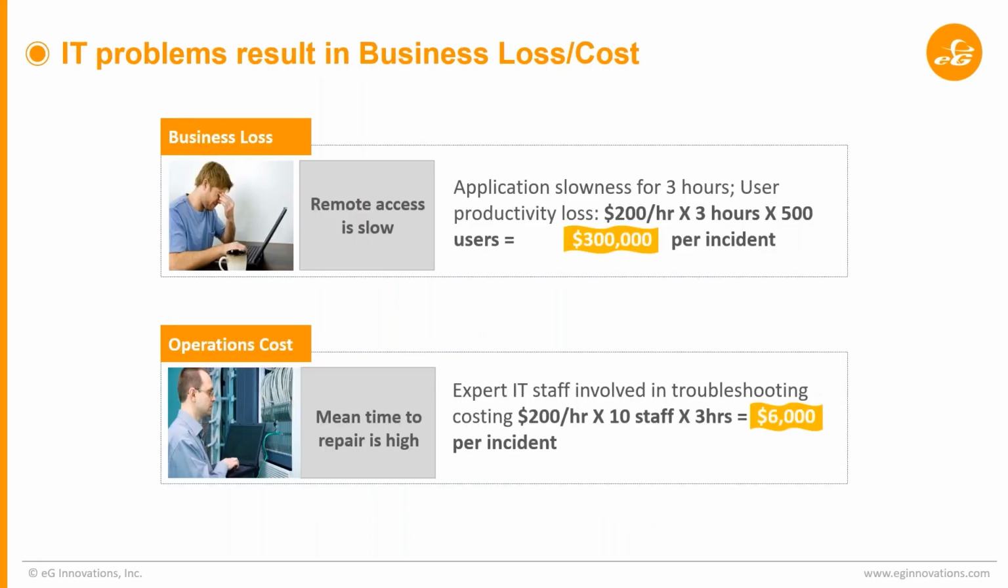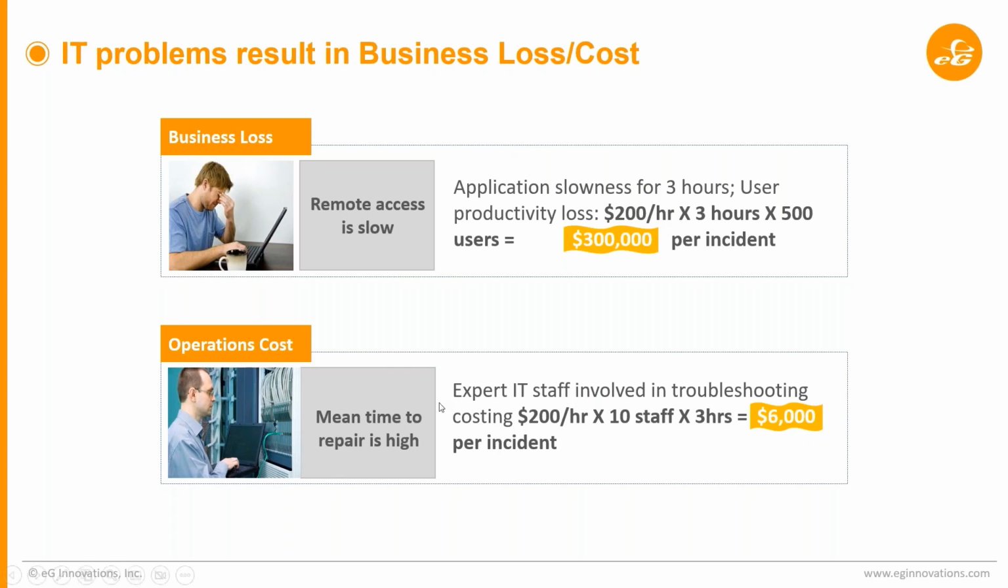Now, if you look at what happens when IT problems happen, this directly translates into business loss or cost. Imagine a scenario where users are working from home, they're connecting in, you have about 5,000 users connecting in, and your application is slow for about 3 hours. If the average cost per user is about $200 per hour, and if you have 3 hours of downtime, a single incident can cost your organization up to $300,000 in lost business.